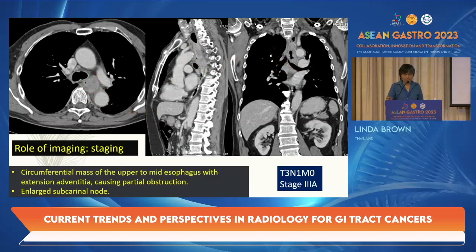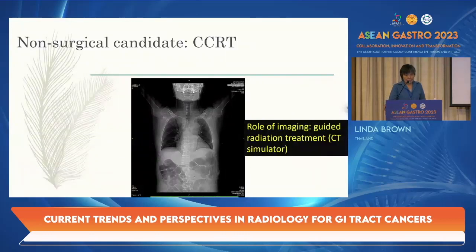So the role of imaging is for staging. Since the patient is a non-surgical candidate, the treatment at that time is CCRT, concurrent chemoradiation therapy. And at this point, CT is used as the simulator to guide radiation therapy. This is another role of imaging.